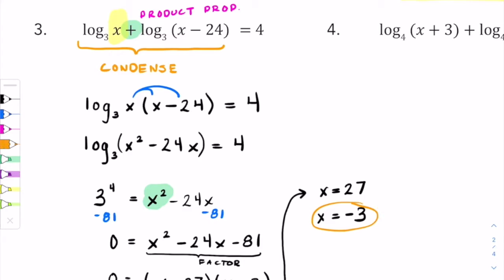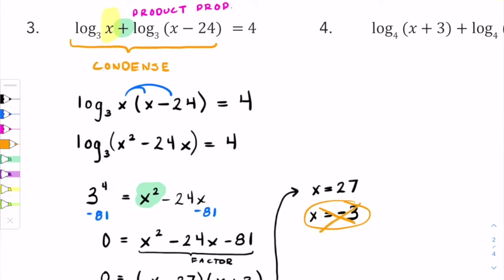So I need to get rid of this value. If I substitute 27 in for this first one, 27 works. And then for this one, 27 minus 24 is still positive 3, so you're good on that as well. X equals 27 is your only solution.